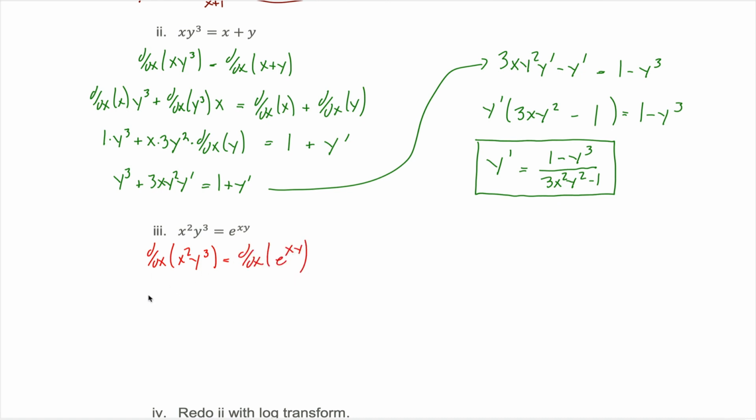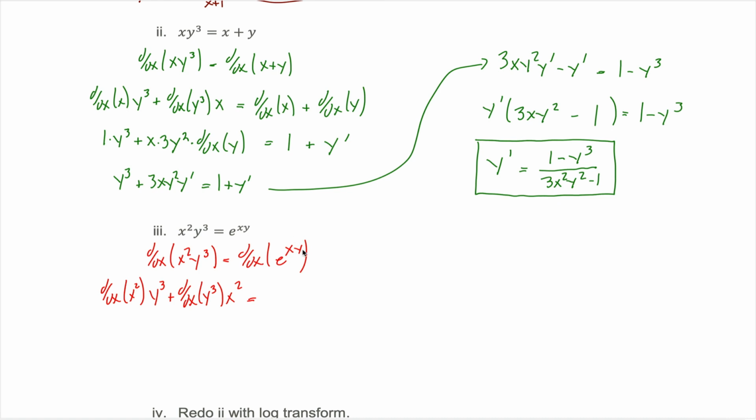When I look at the left side, I see a product rule. I got something, x squared, times something else, y cubed. So the derivative is the derivative of the first thing, the x squared, times the second thing, the y cubed, plus the derivative of the second thing, the derivative of the y cubed, times the first thing, the x squared. Over on the right side, I see a chain rule. The outer function is e raised up to some stuff.